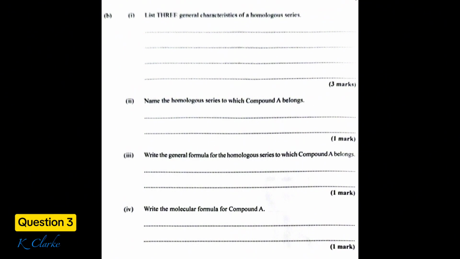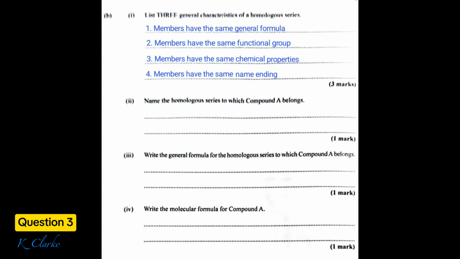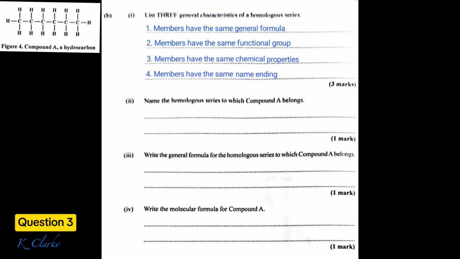I. List 3 general characteristics of a homologous series. Here are 4 characteristics. 1. The members have the same general formula. 2. Members have the same functional group. 3. Members have the same chemical properties. And 4. Members have the same name ending. I. Name the homologous series to which compound A belongs. Compound A comprises of only single bonds, therefore the answer is alkanes.